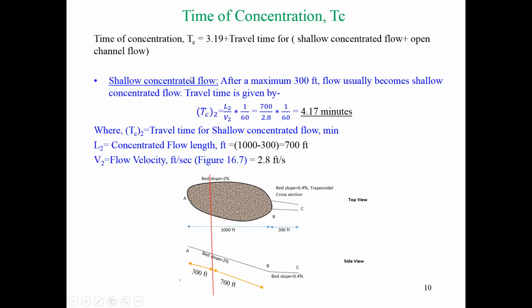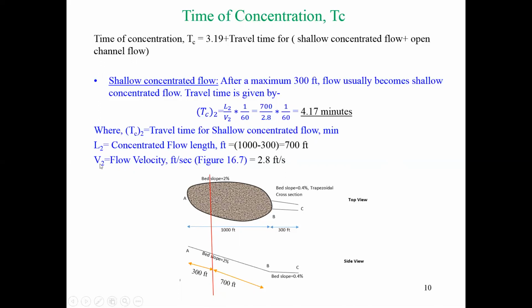Now we have to calculate the shallow concentrated flow, next one. And that was the equation. If you look at the picture again, in total the length was 1,000 feet, and they mentioned that after 1,000 feet the flow was open channel flow. The first 300 feet is actually the sheet flow. And the rest, 700 feet, is actually the shallow concentrated flow length. So that's why L2 is 700 feet.